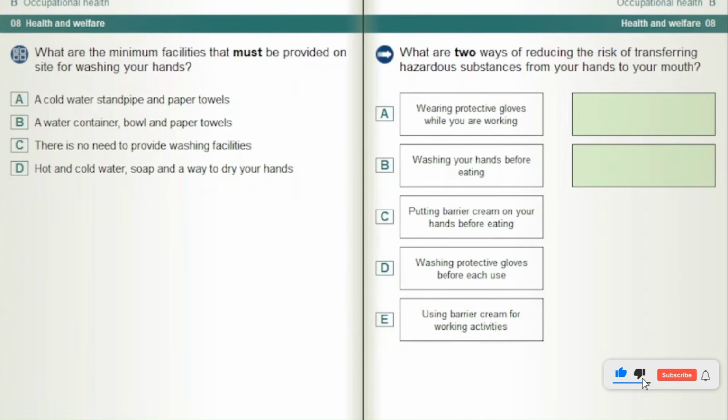What are 2 ways of reducing the risk of transferring hazardous substances from your hands to your mouth? Wearing protective gloves while you are working. Washing your hands before eating. Putting barrier cream on your hands before eating. Washing protective gloves before each use. Using barrier cream for working activities.